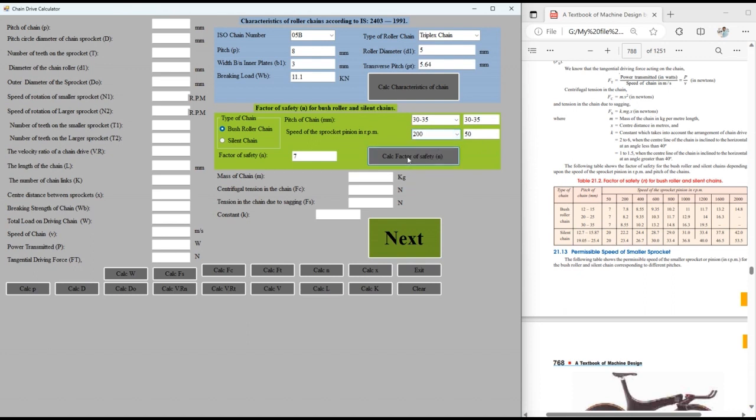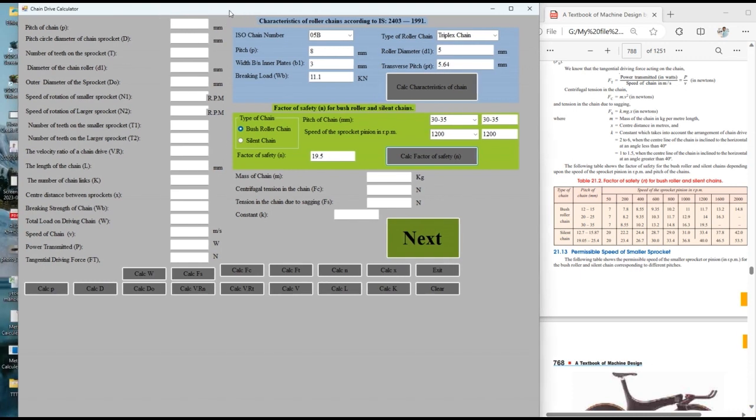When you change this speed into 200, the factor of safety changes to 8.54. When you change this value into 2000, the value will not be displayed because this table cannot show the factor of safety at an RPM of 2000. So let's see at 1200. You see the value becomes 19.5 at 1200. At 1600 and 2000, there is no factor of safety value, so the software also cannot calculate the values.